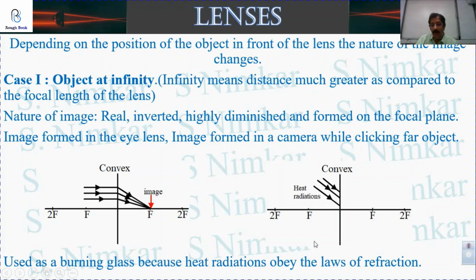So I will draw the focal plane. Now I will draw a line parallel to the incident beam passing through the optical center, and wherever it cuts the focal plane, the rays will converge from this to this point. So a large amount of heat is generated and therefore the burning takes place.